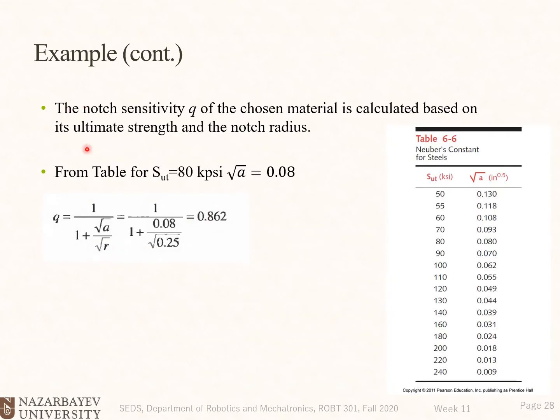How could we find Kf? To find Kf, we need to calculate the notch sensitivity q of the chosen material, and it's calculated based on its ultimate strength and the notch radius. So from the table, Su is in kpsi, which is 80, and the Neuber constant will be 0.08. Once you have the Neuber constant and r, which was given or assumed, those are tentative numbers that we assumed at the beginning, then you can calculate the notch sensitivity factor.